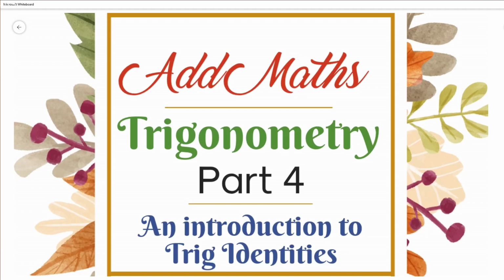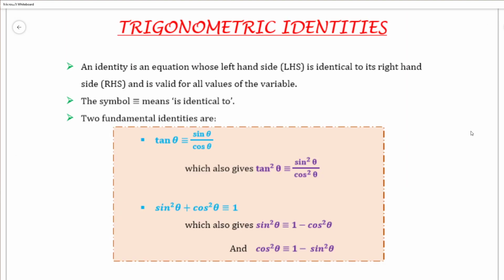Welcome to Trigonometry Part 4, which involves an introduction to trig identities. An identity is an equation whose left-hand side is identical to its right-hand side and is valid for all values of the variable. And we are abbreviating left-hand side and right-hand side as LHS and RHS for future reference. The symbol that is used to represent identical to is similar to an equal sign, but there's an extra line at the bottom, so it's 3 lines, and that means is identical to.